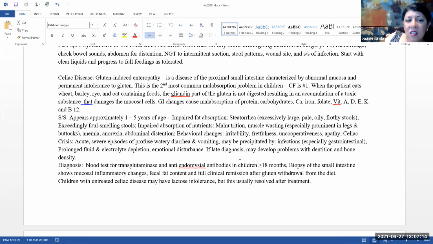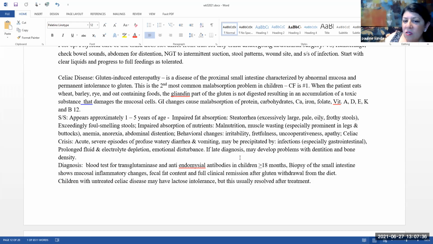Celiac crisis includes acute severe episodes of profuse watery diarrhea and vomiting. It may be precipitated by infections, especially gastrointestinal infections, prolonged fluid and electrolyte depletion, and emotional disturbances.